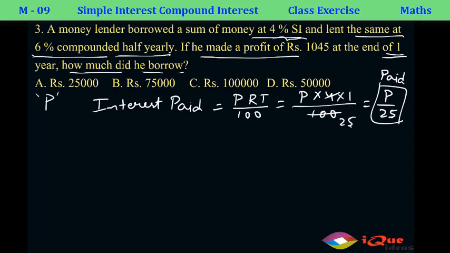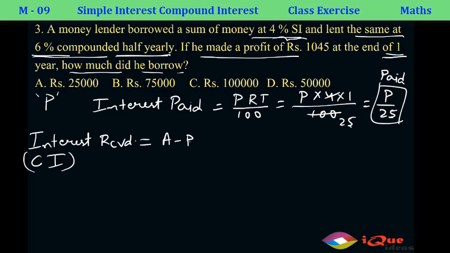Here his question says 6% compounded half yearly. So we can directly calculate interest received. Interest received is equal to compound interest. So I'm just writing it here. It will be equal to amount minus the principal. Amount can be calculated as P into 1 plus R by 100 to the power N, minus P.